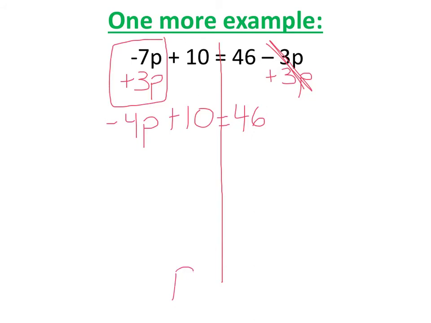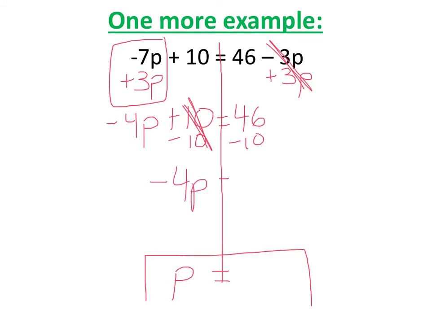And now I have all of the p's over here on the left-hand side, so I know in my solution, p is going to be over on the left. Now I have a two-step equation, so I'm going to add the opposite. So plus negative 10 on both sides. Those cancel out. I bring down the negative 4p. Now I have 46 plus negative 10 gives me 36.